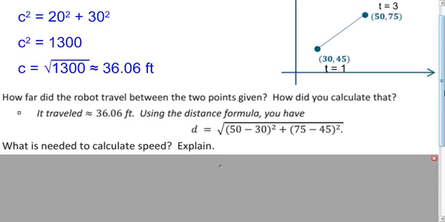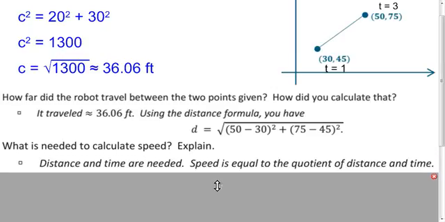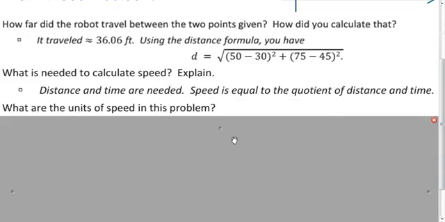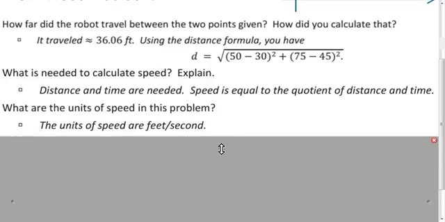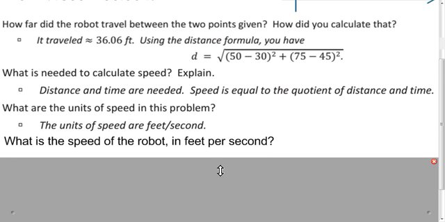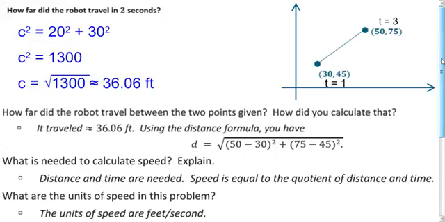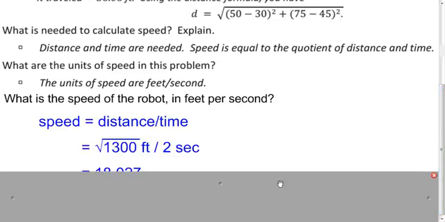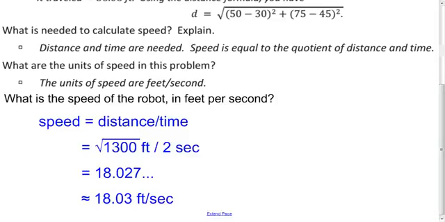So how can we figure out the speed? We'll calculate speed. We know that that's distance divided by time. What would the units of speed be here? Well, we know we're calculating the distance in feet and the time in seconds. So speed would be feet per second. And what would the speed of our robot be here? Well, we already calculated the distance, about 36.06 feet. We're going to use the exact answer and then round at the very end so we don't get a rounding error. And we know that it traveled for how many seconds? For 2 seconds, right? 3 minus 1 is 2. So we take our distance and divide that by 2. And we get about 18.03 feet per second.